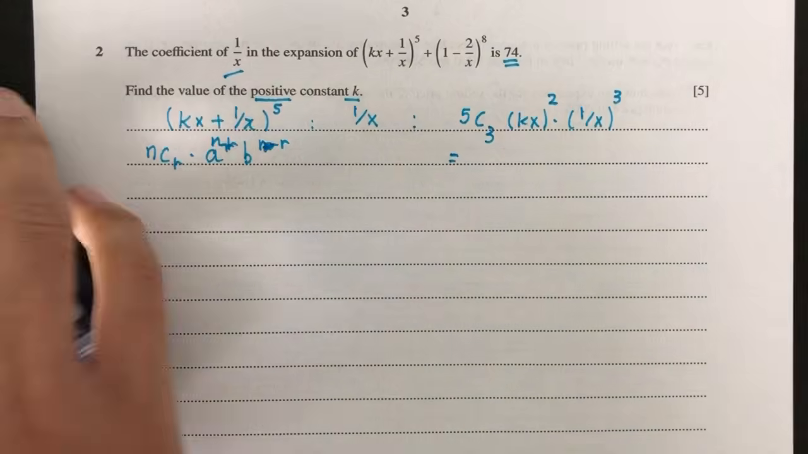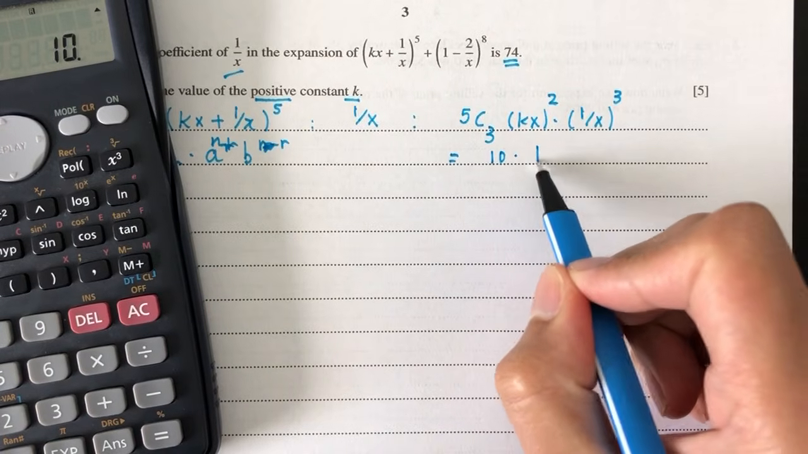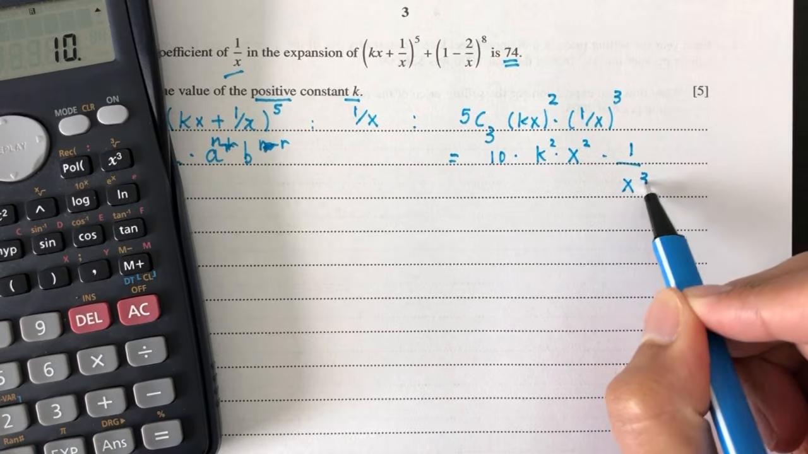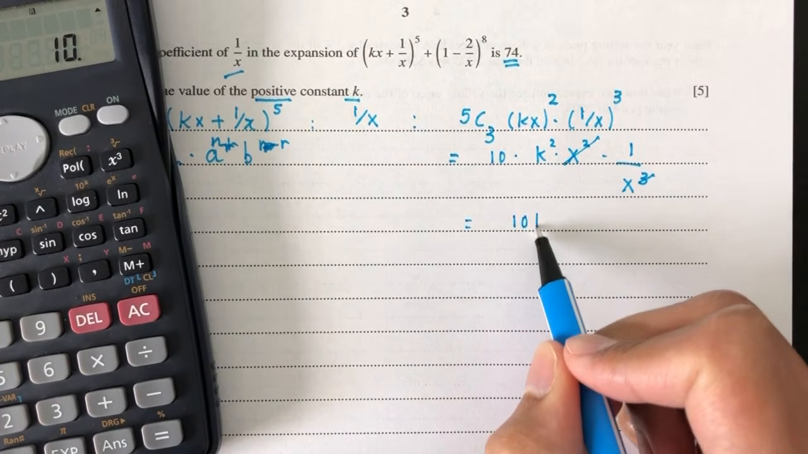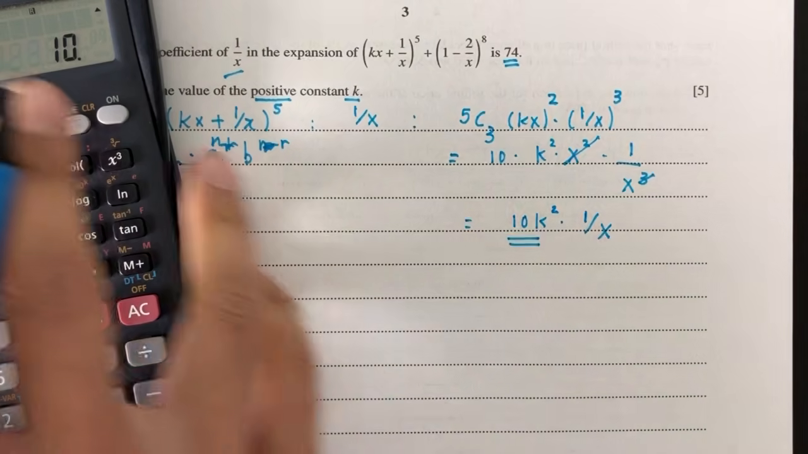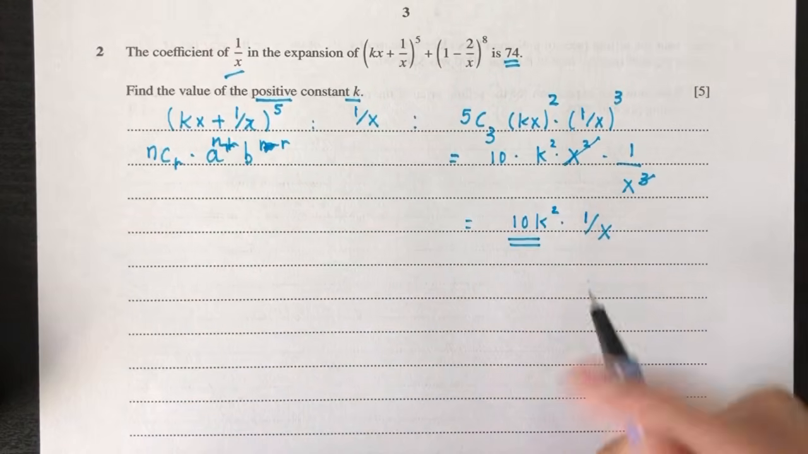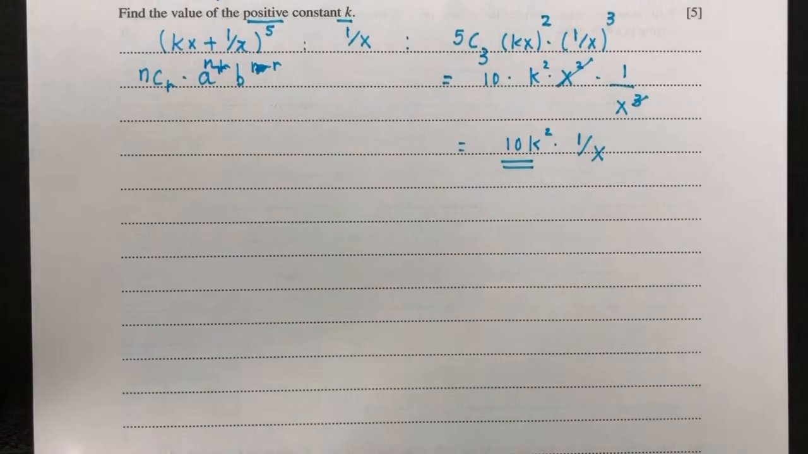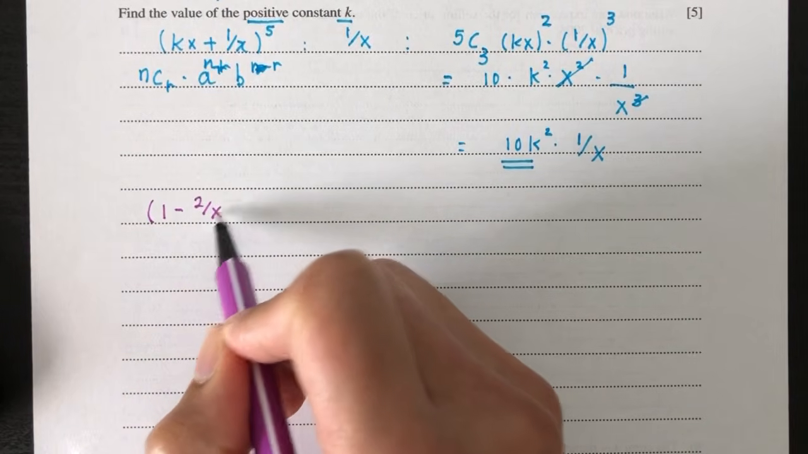Now if you expand this, 5 choose 3 will be 10 times k squared times x squared times 1 over x cubed. That will go away. So you will have 10 k squared times 1 over x. So the term for this expansion will be 10 k squared times 1 over x. That's the term in this one. How about this one? Same steps. Right now we have (1 minus 2 over x) to the power 8.